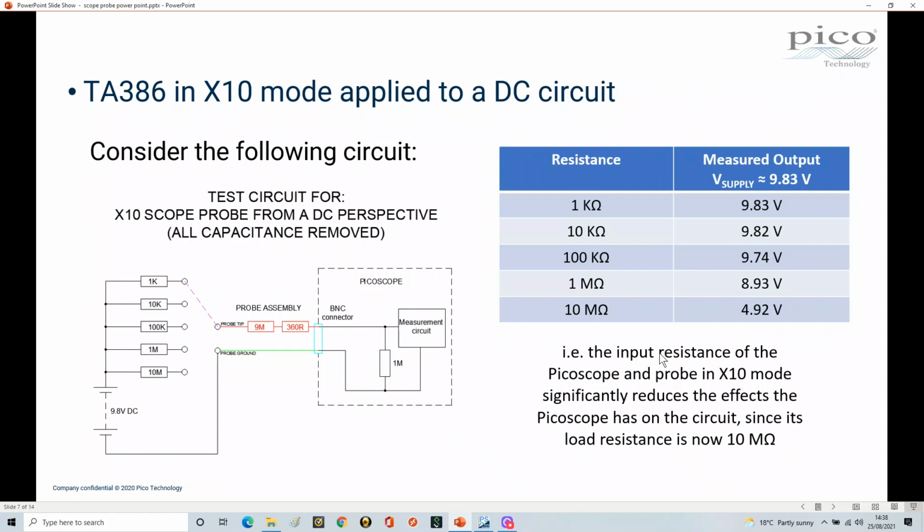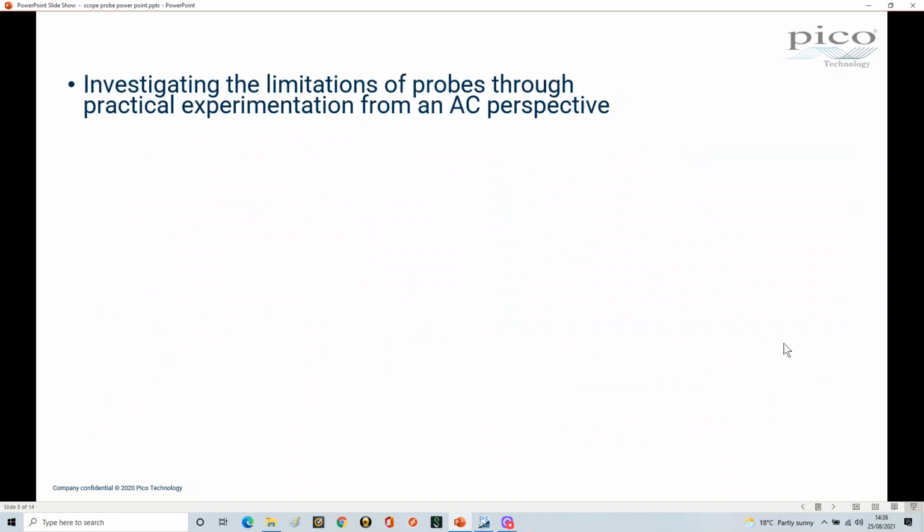And so once again, if we're choosing between times 1 and times 10 when it comes to DC circuits, then unless it's very small signals, we'd certainly recommend going to the times 10 mode, because you'll get a better response because your probe and oscilloscope are not interfering with the circuit in the same sort of way. And so that's it from a DC perspective. We're going to take a break now, and then we're going to look at it from an AC perspective in the next video.